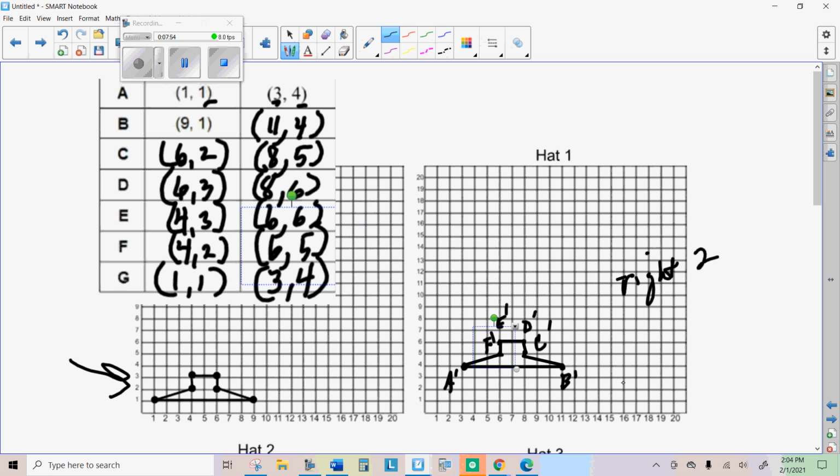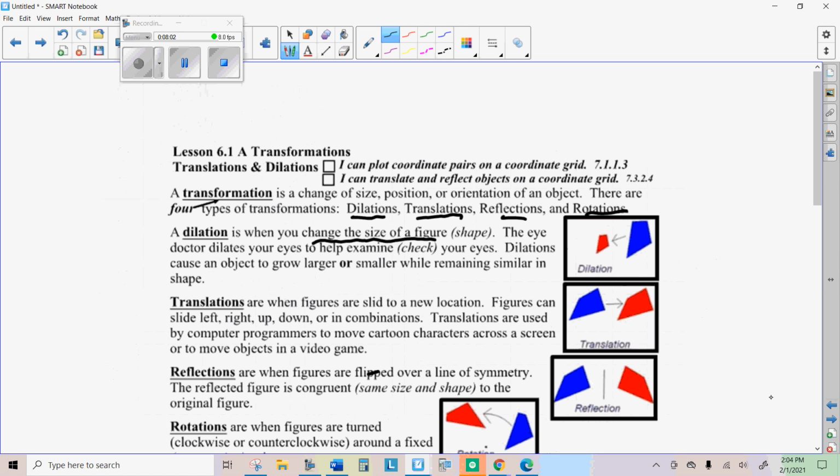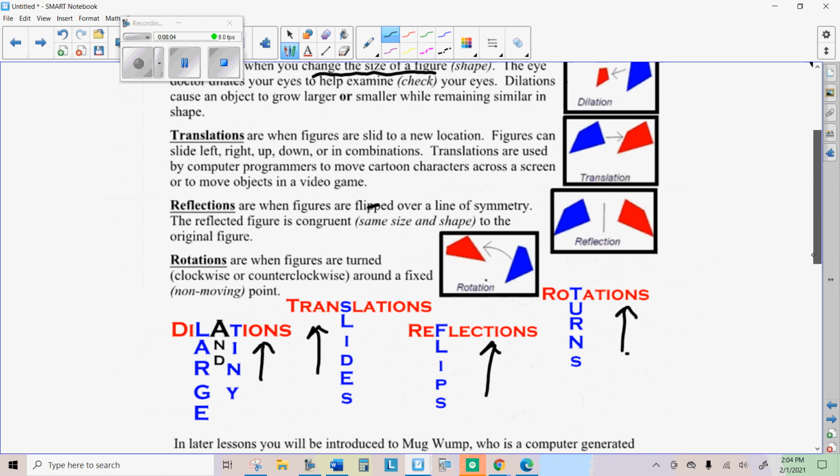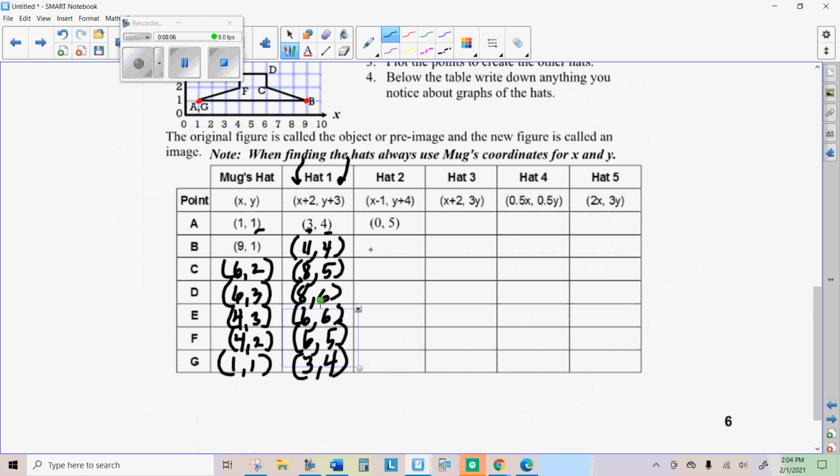And has moved up 3. All right, let's go back to the other page. And you guys are going to follow the rules and write the new points. So we're going to subtract 1 from the x here. 9 minus 1 is 8, and we're going to add 4 to the y, 1 plus 4. Now this is the original, so we're doing it to these original points.